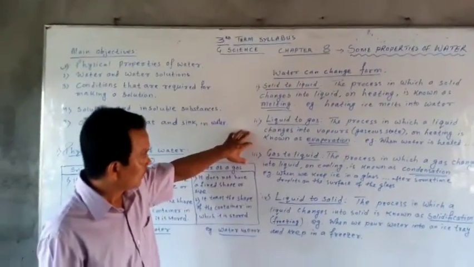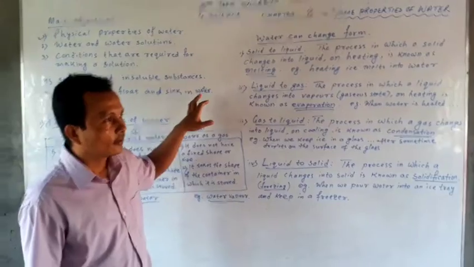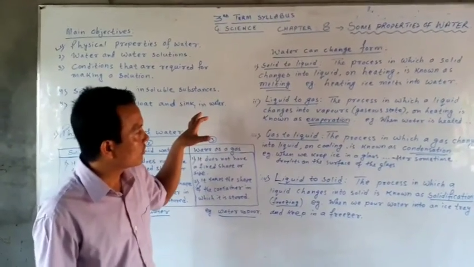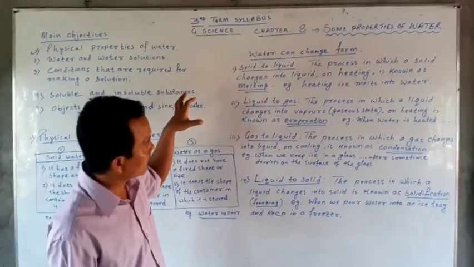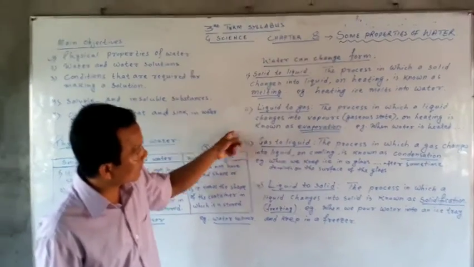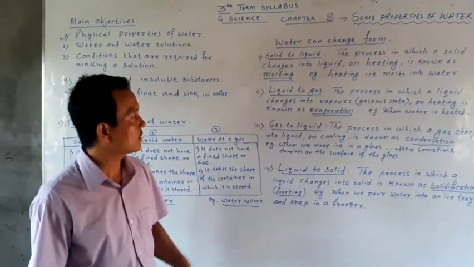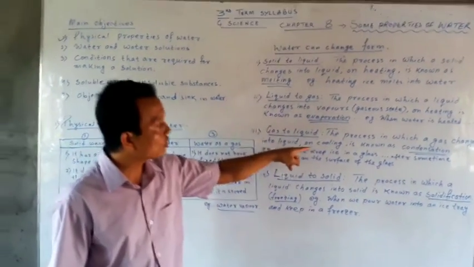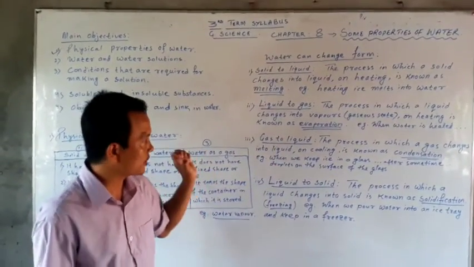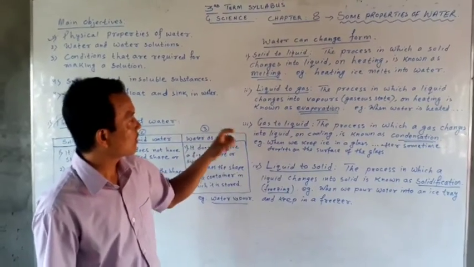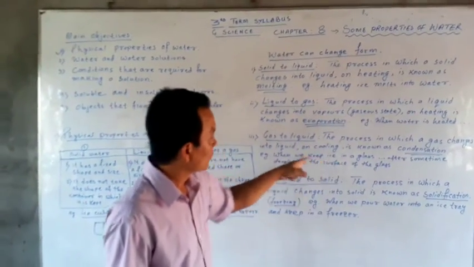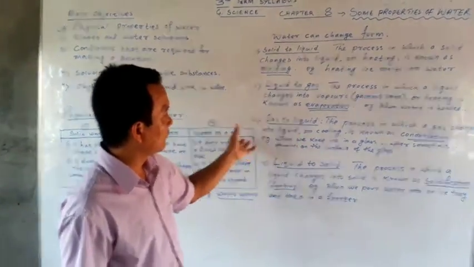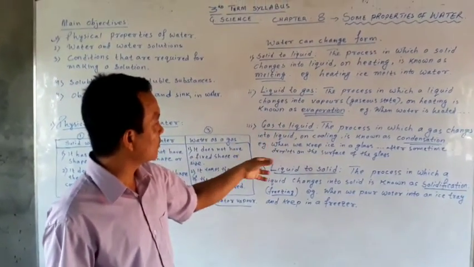So the third one, water can also change from gas to liquid. Let's see the process in which a gas changes into liquid on cooling. It is known as condensation. So how do we know that gas turns into liquid?